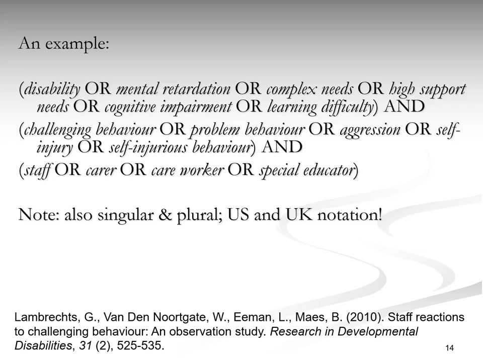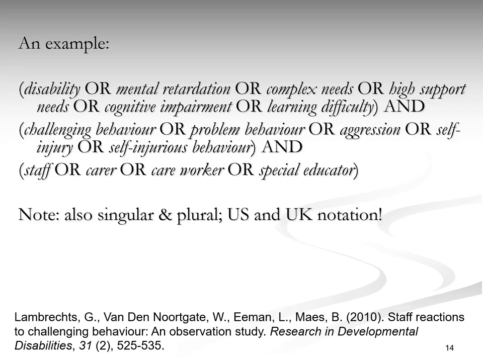Then we have a second group about the behavior of these persons. So we said that challenging behavior, or problem behavior, or aggression, or self-injury, or self-injurious behavior should be included. And then also a third, one or more terms from the third group should be included, more specifically staff, care worker, or special educator.